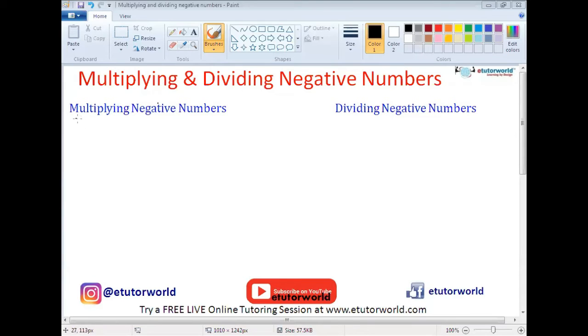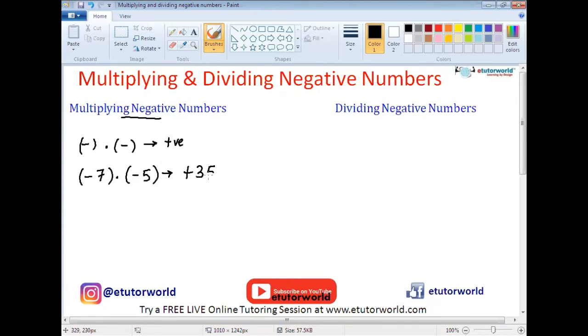Let's look at first multiplying negative numbers. Whenever we have two negative numbers and they are multiplied, the answer is always positive. So what I'm saying here, whenever we multiply two negative numbers, the answer is always positive. For example, if I take negative 7 multiplied by negative 5, the answer is going to be how much? First positive sign, 7 times 5 is 35.